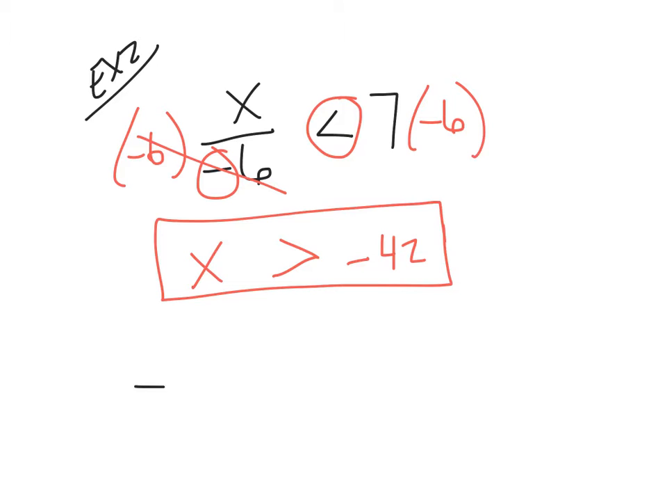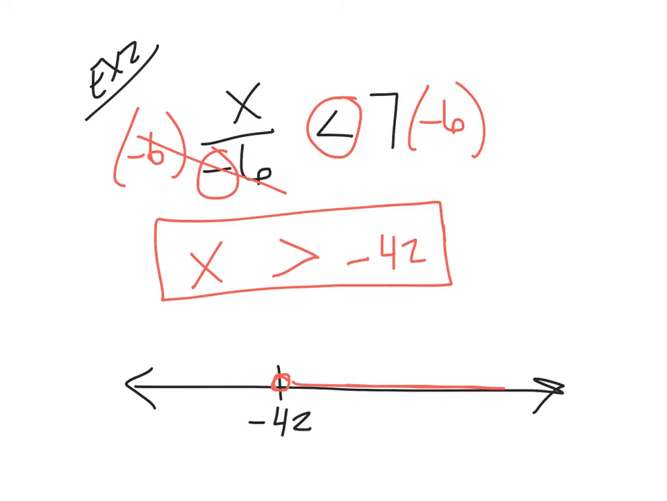So then, if you were to graph this on a number line, and again, you can put a whole bunch of tick marks, or you can just say, hey, this is where negative 42 is. X is greater than, so I'm going to have an open circle, and then it's everything to the right. Voila.